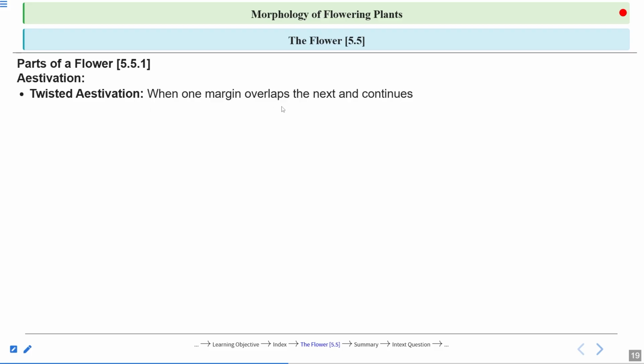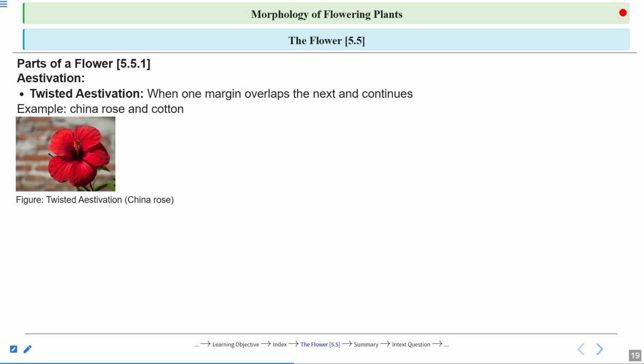Twisted estivation. When one margin overlaps the next and continues. So this is common here, a proper arrangement. And the examples are very, very important. There are a lot of terms in this particular chapter, and at the same time, the examples are there. So do remember the examples. Twisted estivation we see in the case of China rose. China rose means hibiscus flower. Hibiscus and cotton both belong to the Malvaceae family. So they have the twisted estivation. This is the China rose or hibiscus.